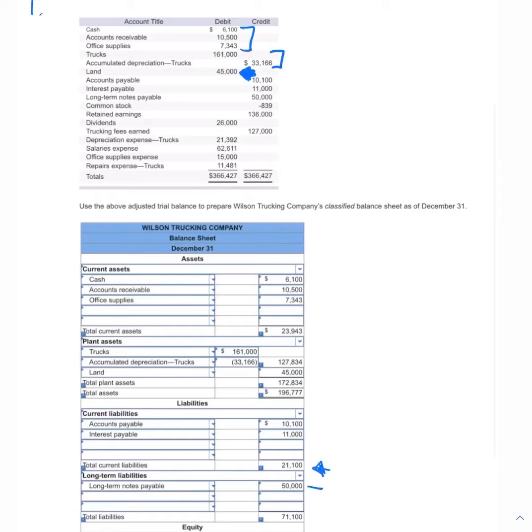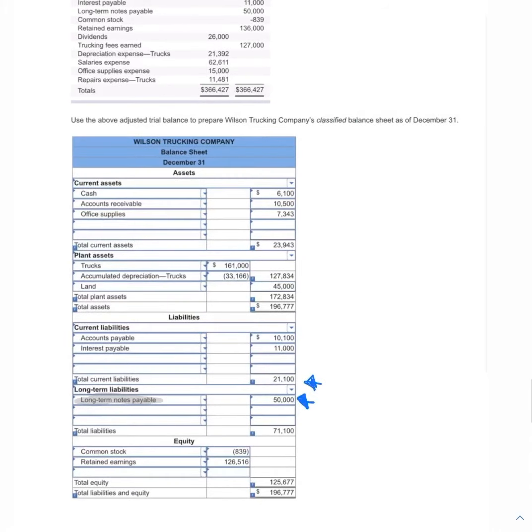In this case, they were actually nice. They only gave us one liability, and they actually told us that it was a long-term notes payable, which tells you it's going to go in that long-term section of the balance sheet. Now you take your total current liabilities of 21, your total long-term liabilities of 50, which gives you total liabilities of $71,100.